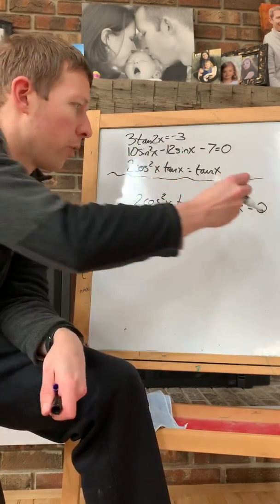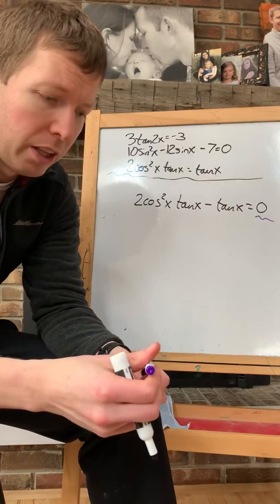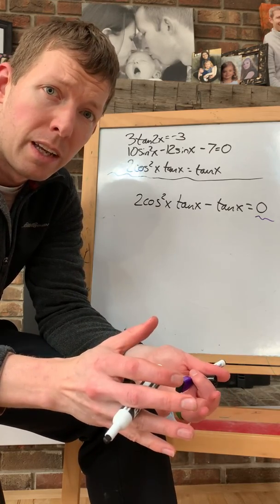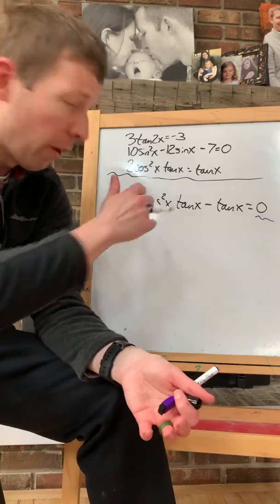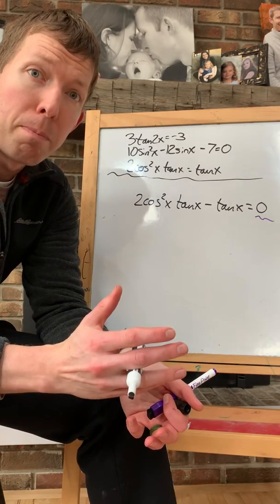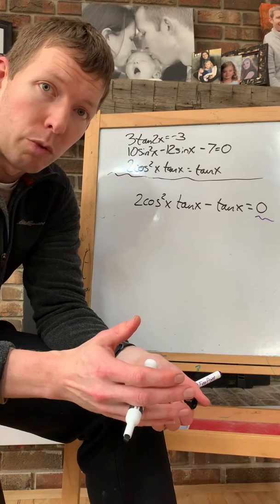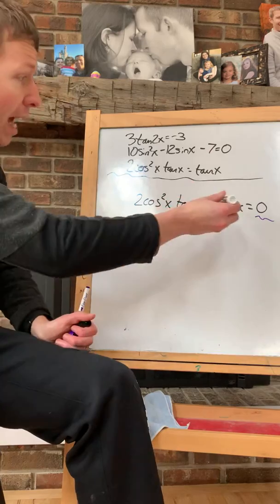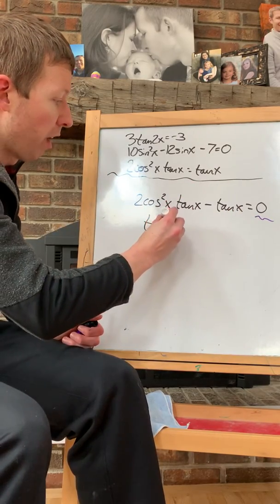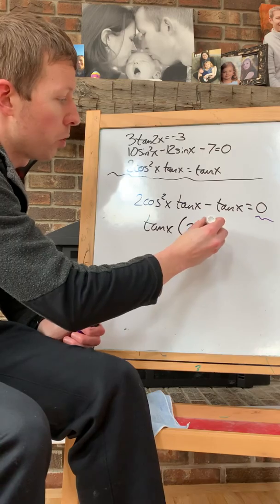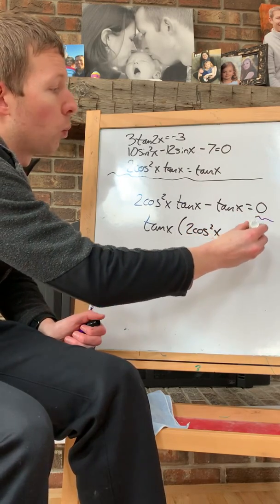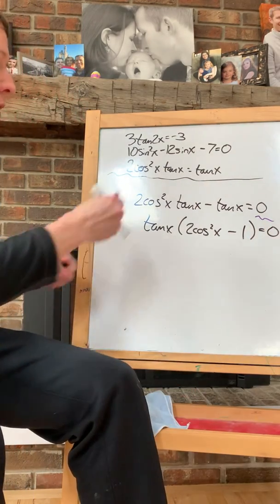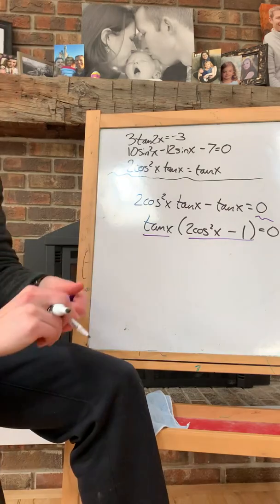And so some of you might notice that this thing is set equal to 0. And we like the fact that things are set equal to 0 because if they're set equal to 0 and we can set it up so that things are multiplying, then we can solve the equation. Right now they're not multiplying, they're subtracting. But is there a way that we could write it so that things were multiplying? And if you were thinking factoring, then you were absolutely correct. We can factor out a tangent of x. So that'll become tangent of x multiplied by 2 cosine squared of x minus 1 equals 0.